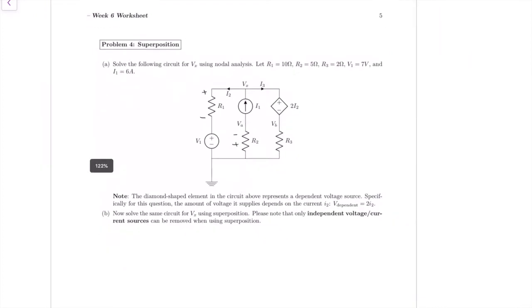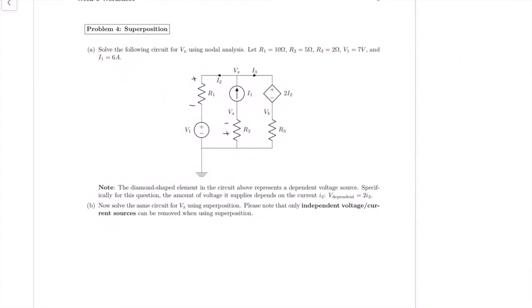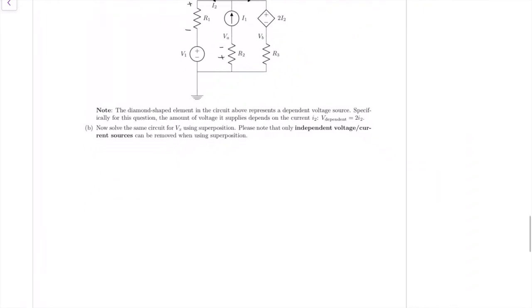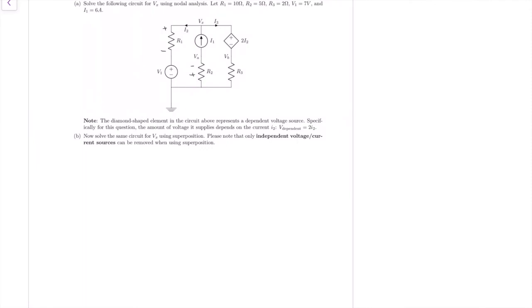Okay, let's do part B. So basically we're going to do the same thing, but with superposition. So we're going to have to redraw the circuit, and the way we're going to do that is we're going to null out. Oh, let me explain superposition actually.